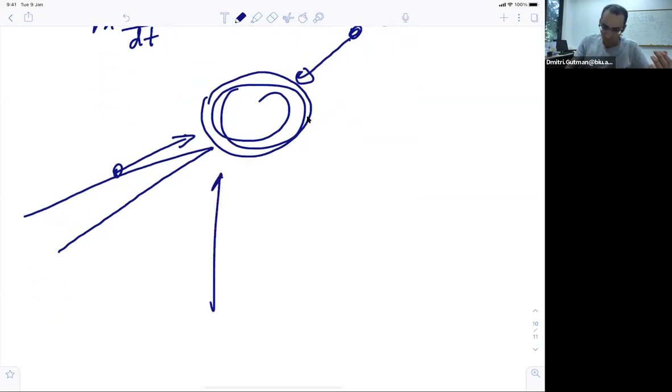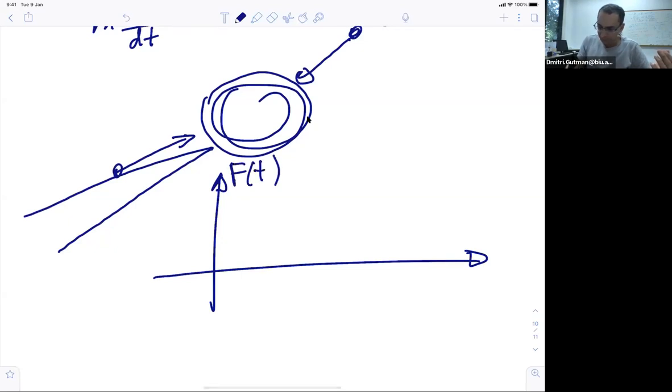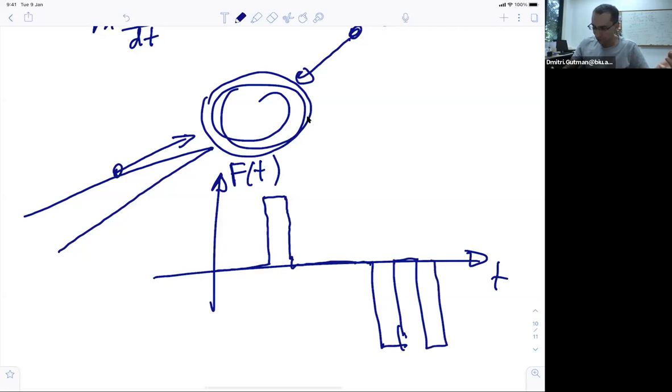If you draw this force as a function of time, it will schematically look like it's 0, 0, 0. Then there is a short spike, and then it goes to zero again. Then you wait an unknown amount of time, another molecule hits it, probably in an opposite direction, then another one. So you see that there are many uncorrelated molecules around.